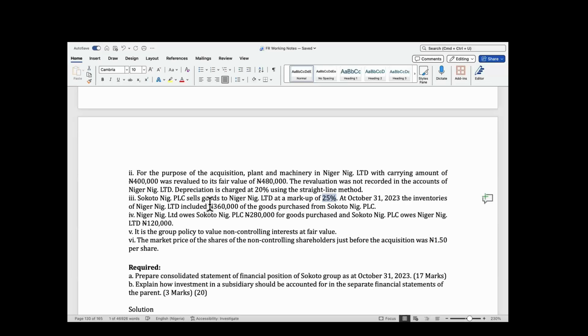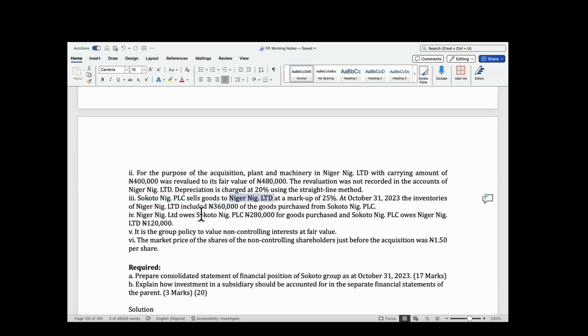Just to bring the base to the same level as this 360, because this 360 includes profit loading. So it's going to be 25 over 125 times 360. Right? Because this is selling price, you cannot apply markup on selling price. You need to convert it to margin by doing 25 over 125 times 360. So whatever unrealized profit, that's the unrealized profit. With that, you just need to remove that unrealized profit from the retained earnings of Sokoto and also from the inventory of Niger. So that's that.